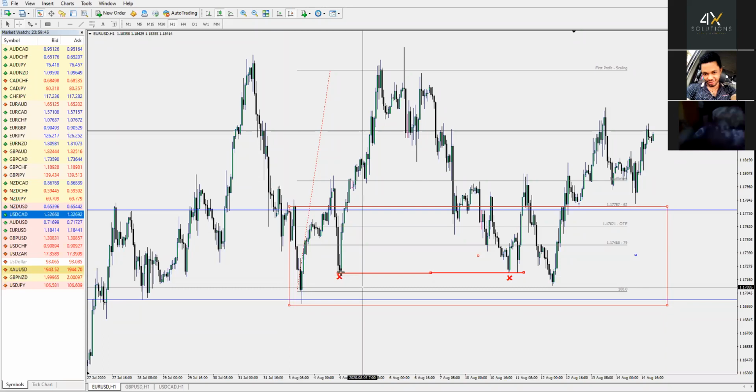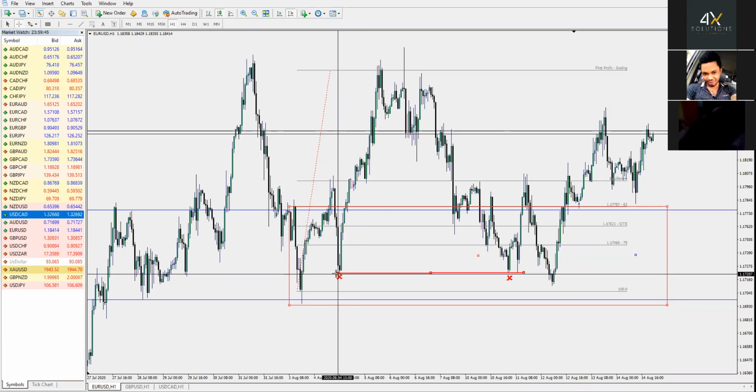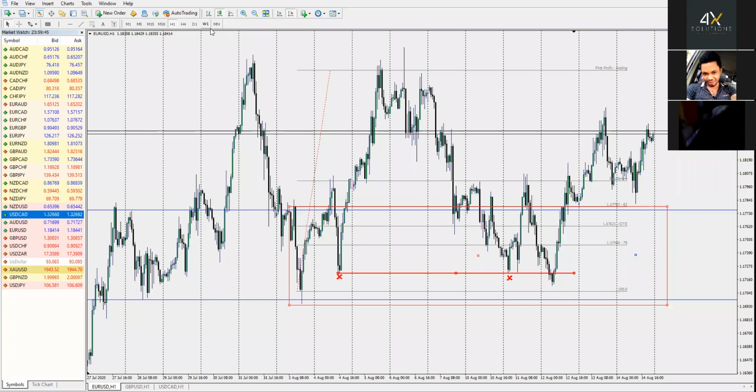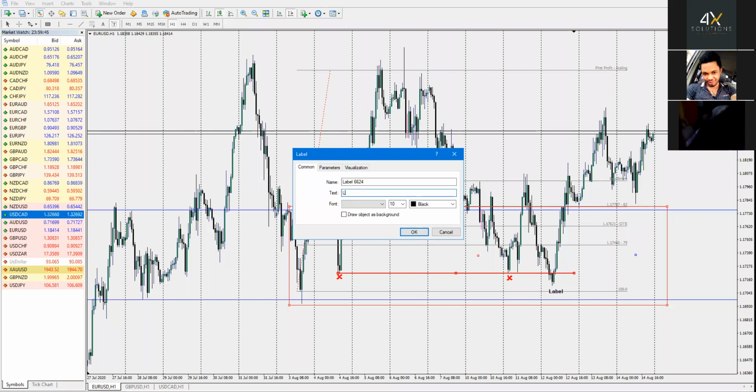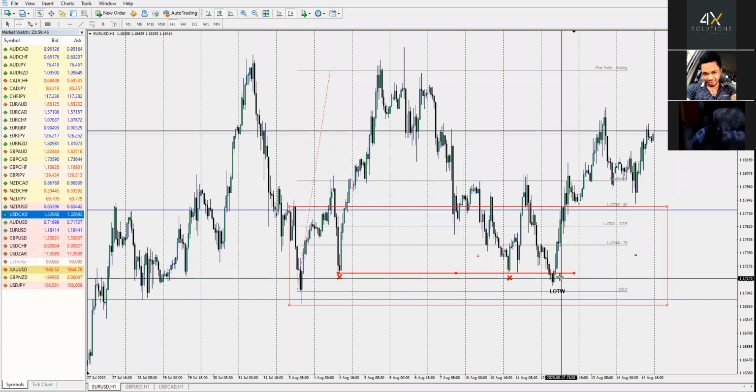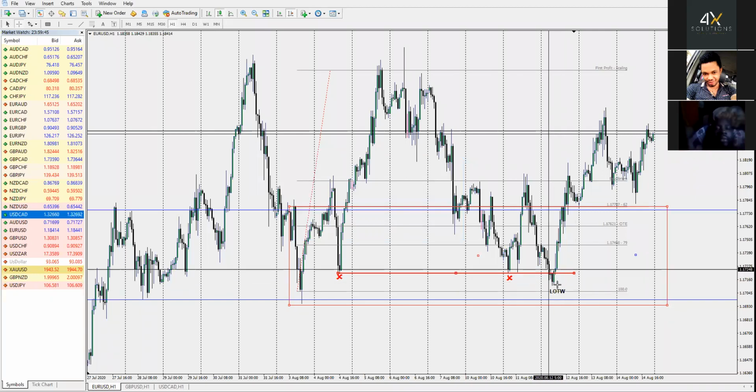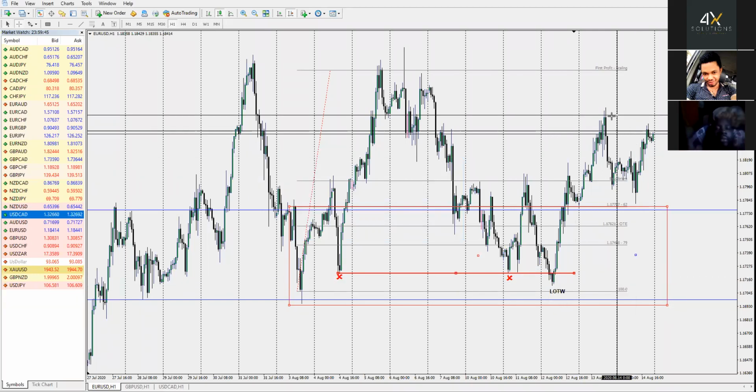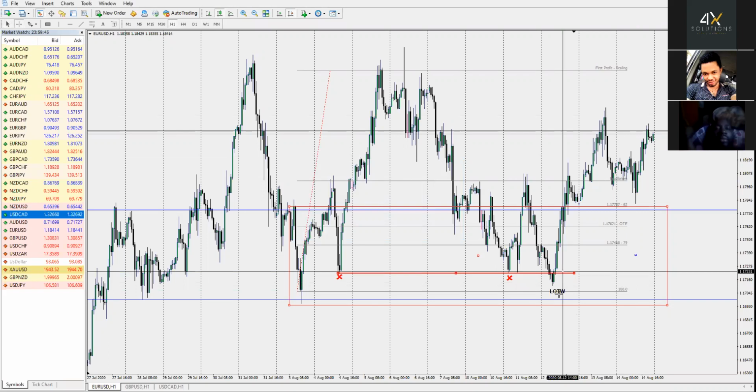So once they raid these equal lows over here, they will most likely run the liquidity. And what I just said about the low of the week being formed, we notice that this was the low of the week for EU over here. So they ran out that liquidity. So this would have been Friday, Thursday, Wednesday. So this was Wednesday over here.